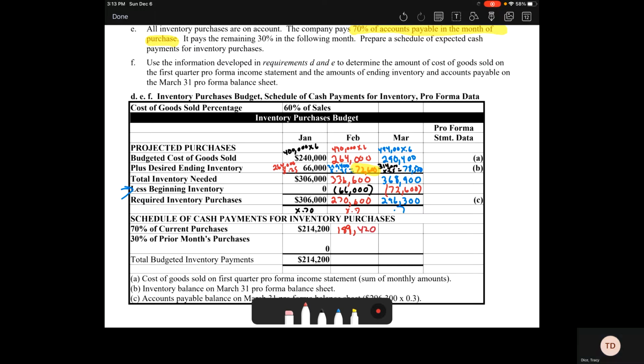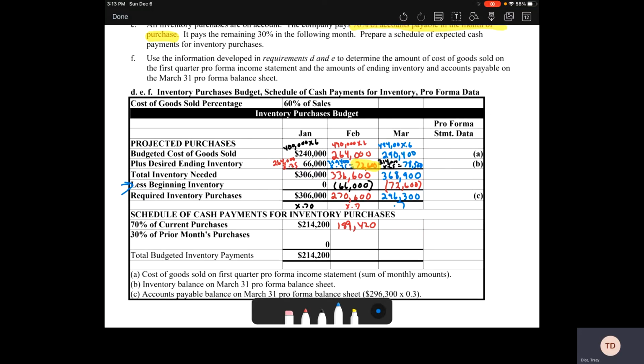$420. And then for the month of March, when we take that 296,300 times 0.7, we get 207,410. So now we've got to figure out, okay, that's what we're paying off from this month. But we didn't pay off all of last month's.